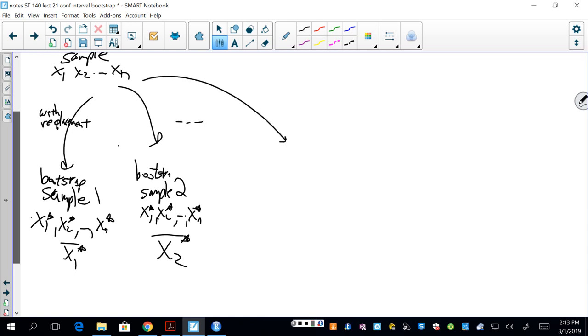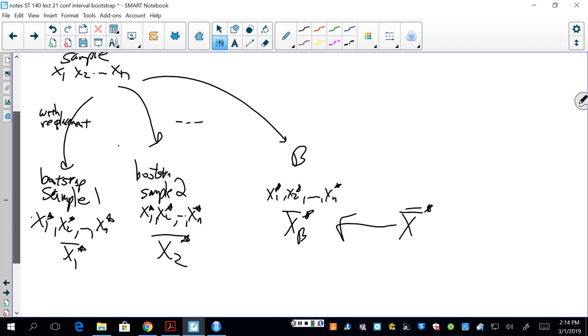Now we're going to do that a whole bunch of times. So bootstrap sample B, and we're going to get a new x1 star, x2 star, xn star. Sample from that group up there with replacement, so it allows some variability. Then let's call the average of all of those things a double average, an average of the averages.